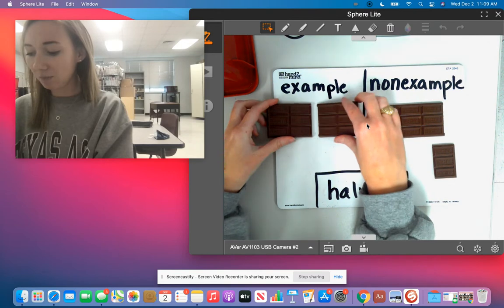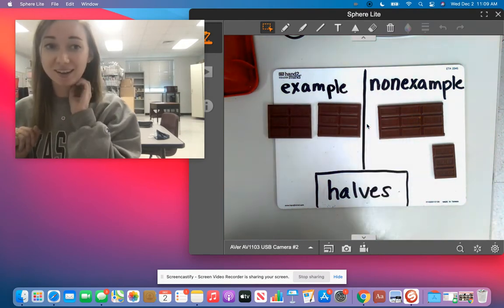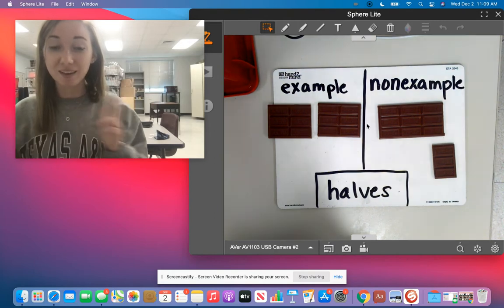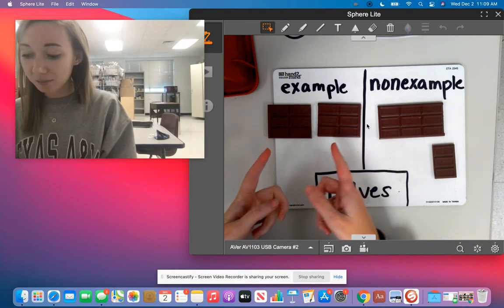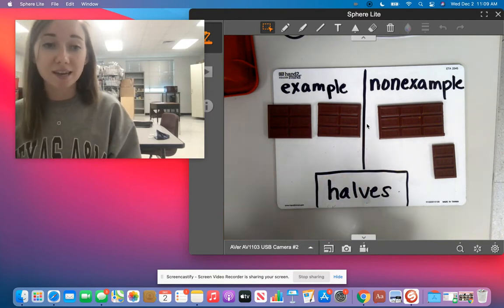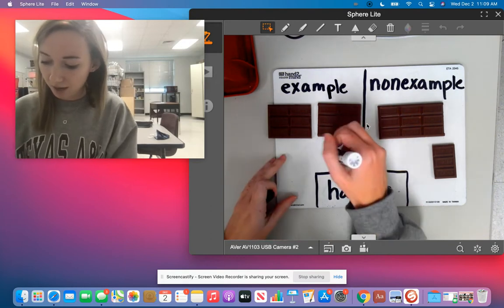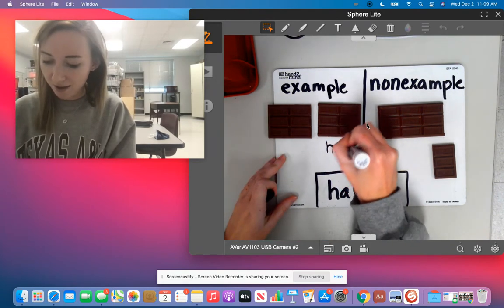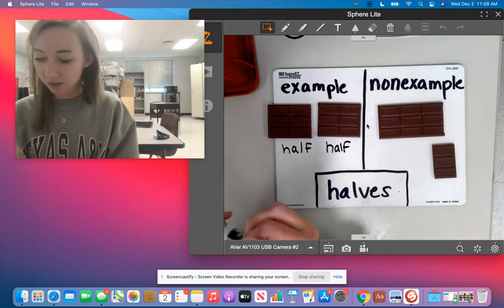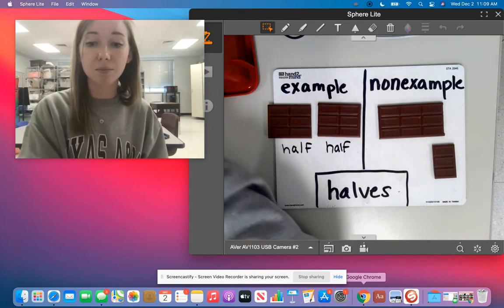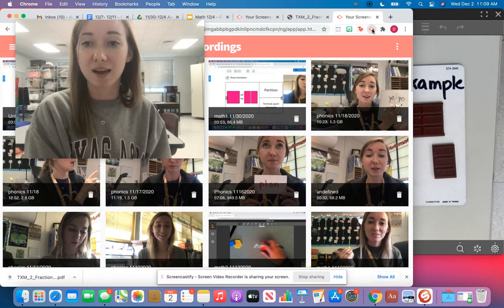Can you guys tell me or the person next to you why it's an example of halves? So this is an example of halves because both of the parts are the same size. They are equal parts and each one is called 1/2. So I'm going to write half and half. These over here are not halves. So that is our first example of a non-example for this activity.